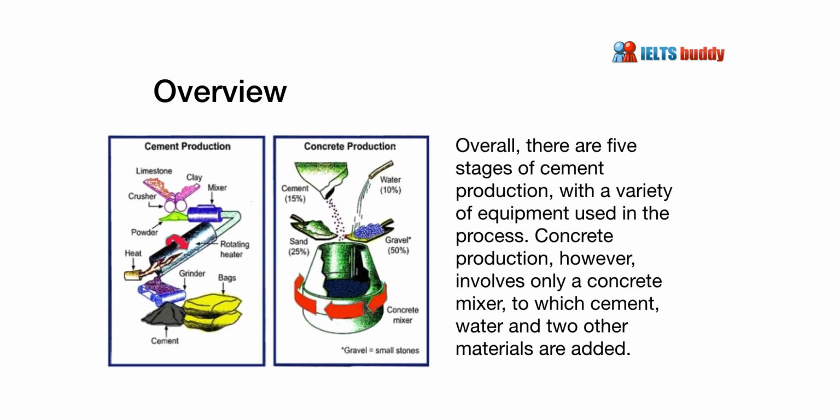So here we can see an example of an overview. So you've got your overall, just to tell the examiner, this just makes it clear that this is your overview. It mentions the 5 stages in cement production with a variety of equipment used in the process. And then with the concrete production, it mentions specifically that only a concrete mixer is used, as this is just one action happening.